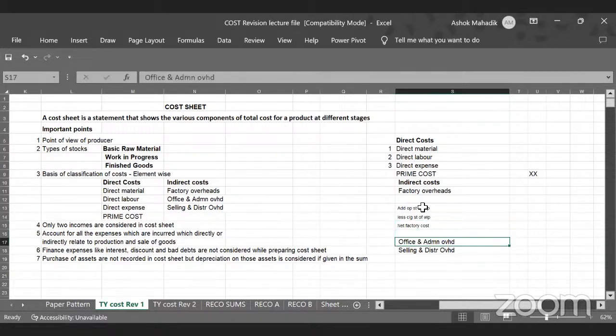Okay, then we take up office and administration overheads. When we add factory or office overheads to net factory cost, we get cost of production. In that we add opening stock of finished goods and subtract closing stock of finished goods. We get cost of goods sold.